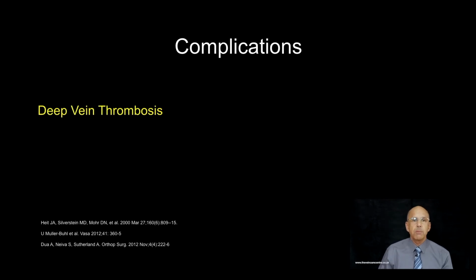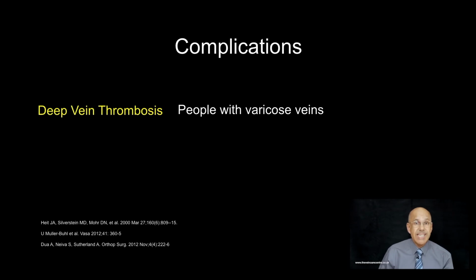Deep vein thrombosis. The association between varicose veins and DVT is now very well established. In 2013, a study from Germany looked at 83,000 people over a 3-year period, and it found that people with varicose veins were approximately 9 times more likely to develop a deep vein thrombosis.